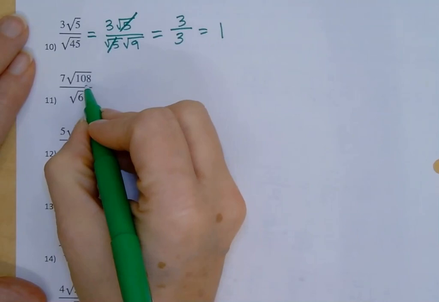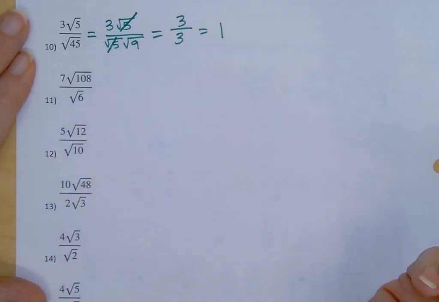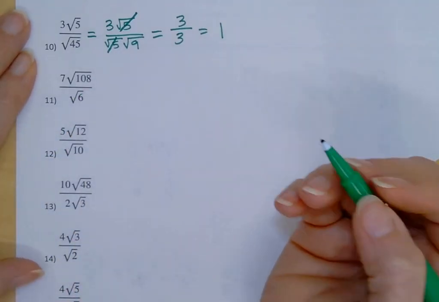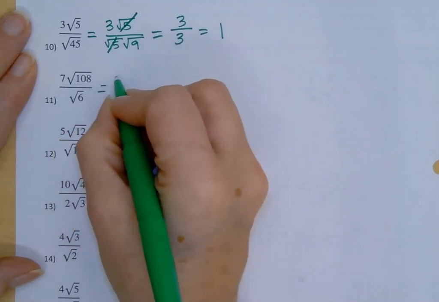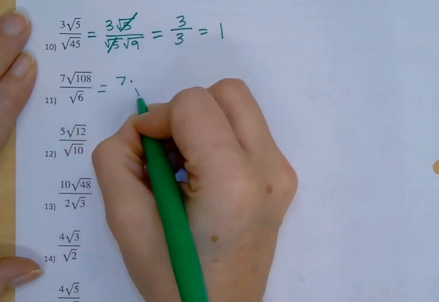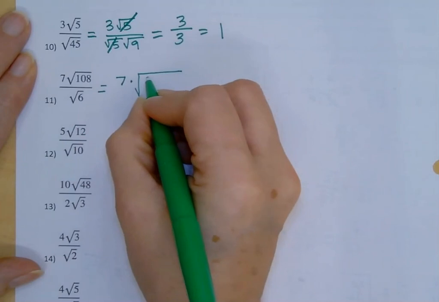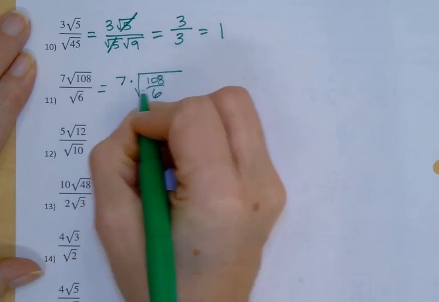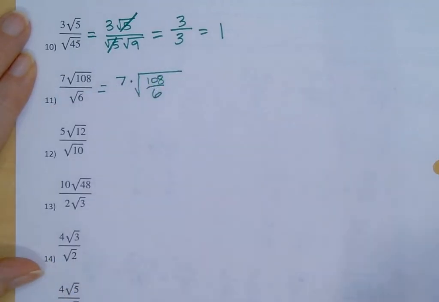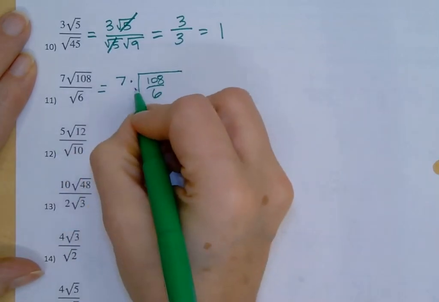Okay, 7 times the square root of 108 over the square root of 6. I know 6 goes into 108, so watch this. I'm going to write this as 7 times the square root of 108 over 6. This 7 is outside of the radical. It stays outside of the radical.